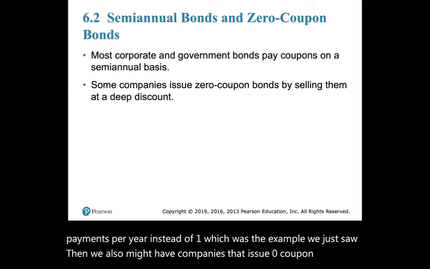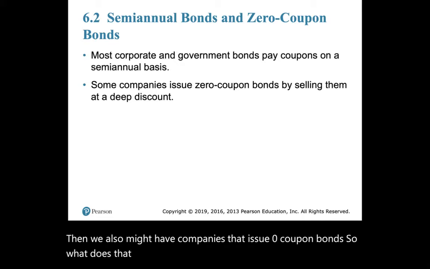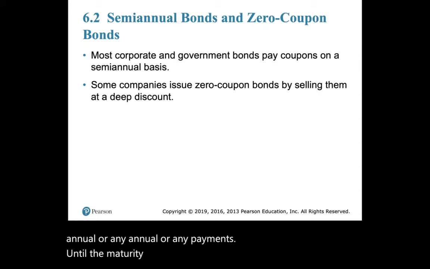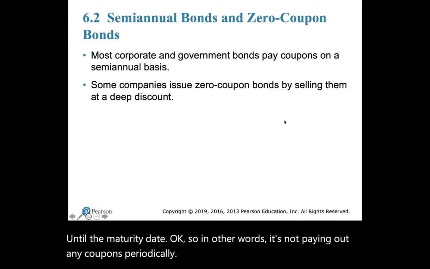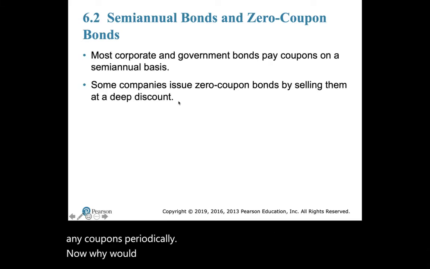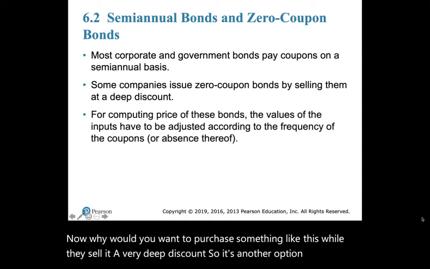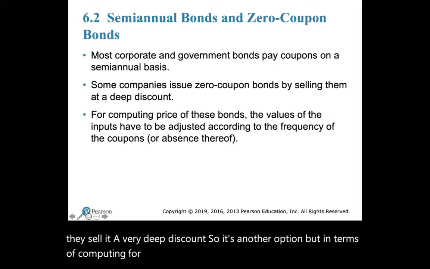We also might have companies that issue 0 coupon bonds. So what does that imply? Well, it actually means that there are no annual or any payments until the maturity date. In other words, it's not paying out any coupons periodically. Now, why would you want to purchase something like this? Well, they sell it at a very deep discount, so it's another option.